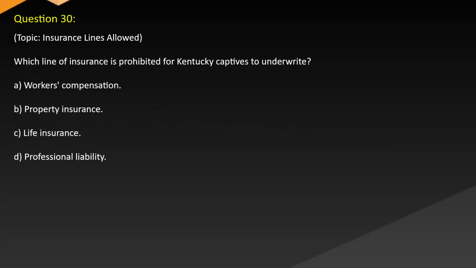Question 30. Topic: Insurance lines allowed. Which line of insurance is prohibited for Kentucky captives to underwrite? A. Workers' compensation. B. Property insurance. C. Life insurance. D. Professional liability.